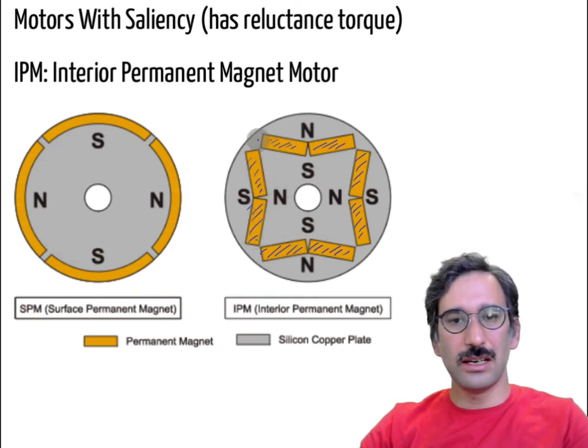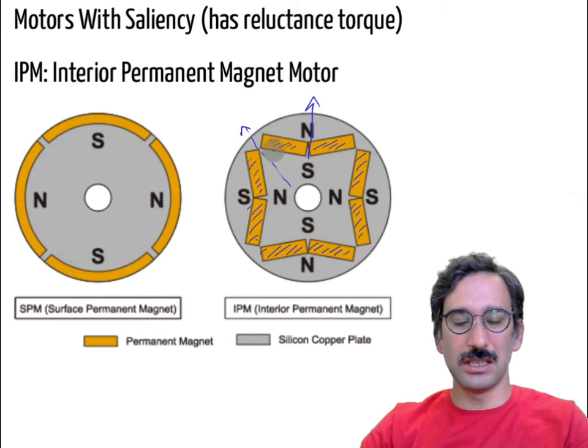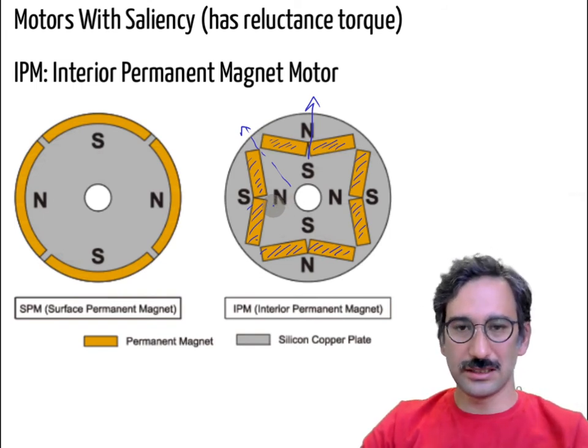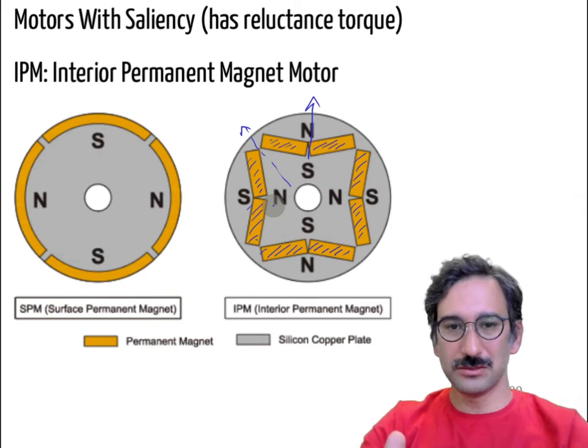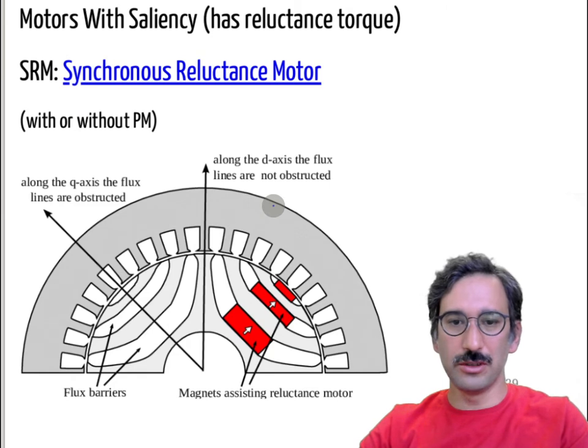because the permeability of magnets is much smaller than the permeability of iron. So again, there is some inductance change. If the flux would like to go in that direction, it has to pass the air gap, but it is maybe easier on the other side. So there is some variation in the inductance. This is a simple example, and let's see a more obvious example.